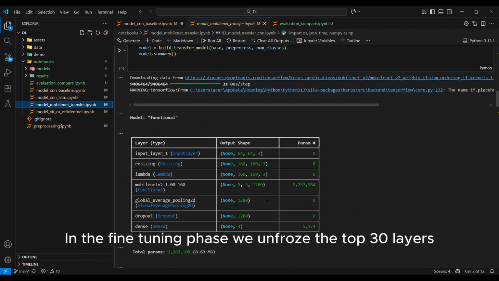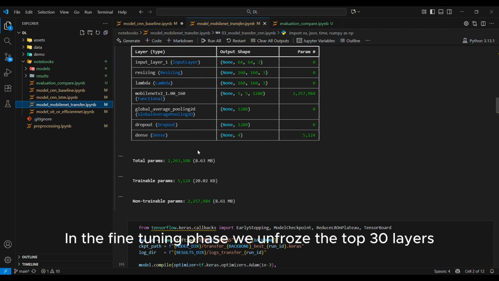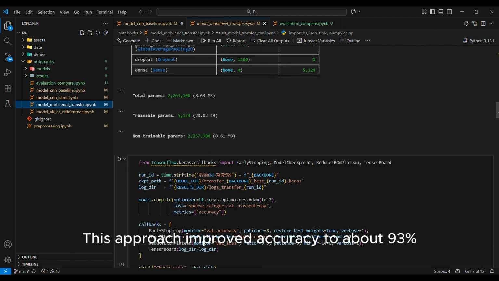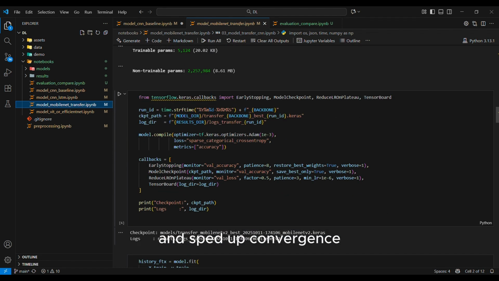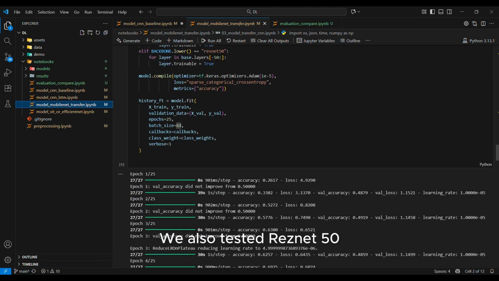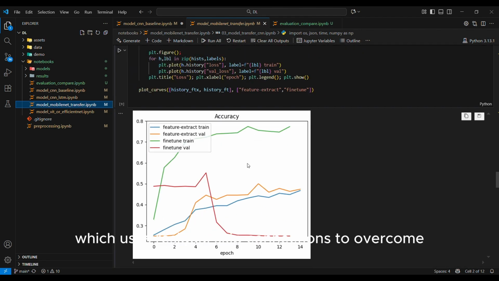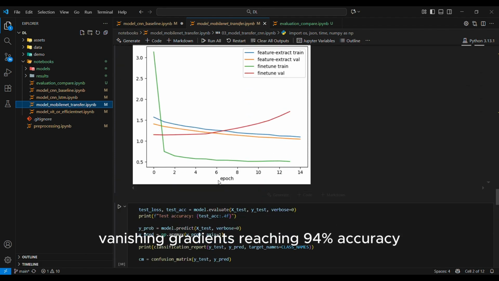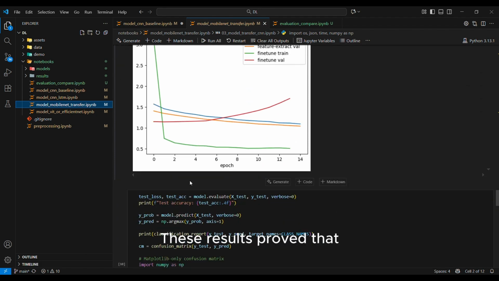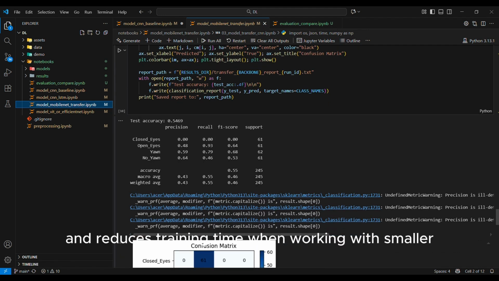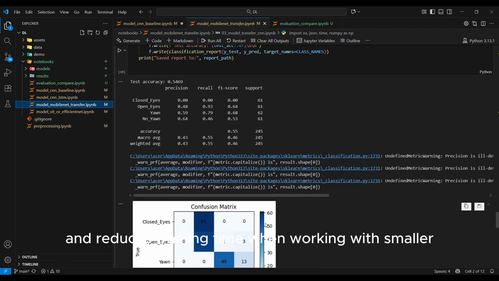In the fine-tuning phase, we unfroze the top 30 layers and trained them with a lower learning rate of 1x10^-5. This approach improved accuracy to about 93% and sped up convergence, nearly 3 times faster than the baseline CNN. We also tested ResNet 50, which uses residual skip connections to overcome vanishing gradients, reaching 94% accuracy. These results proved that transfer learning significantly boosts model performance and reduces training time when working with smaller datasets.